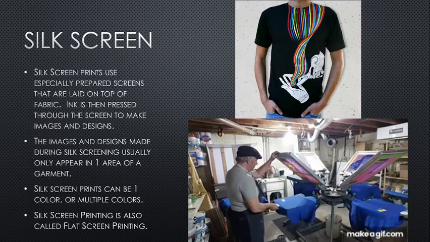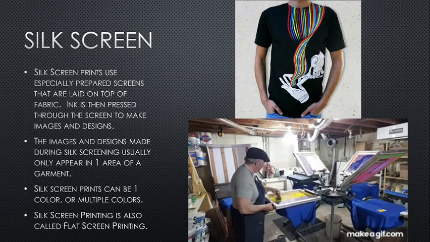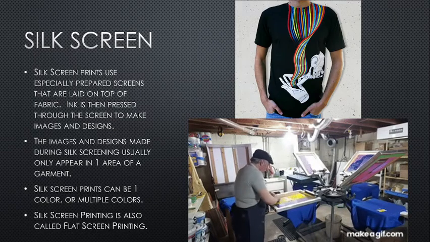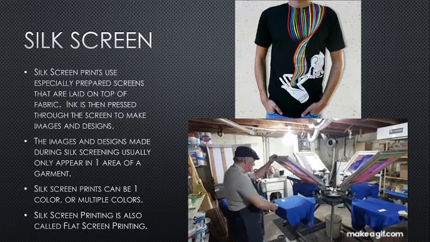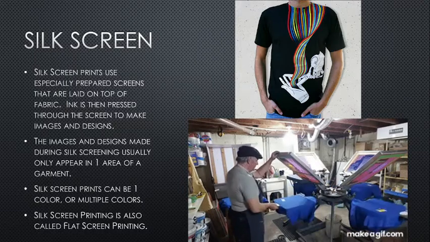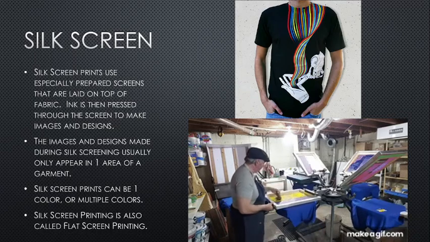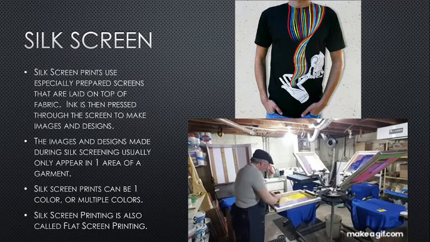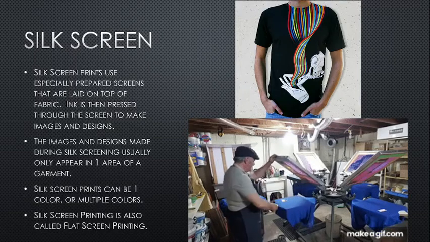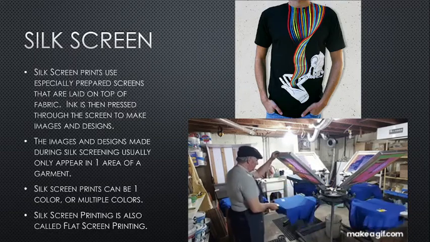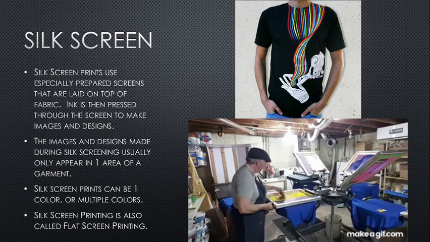The first is silk screening. Silkscreen prints use especially prepared screens that are laid on top of fabric. Ink is then pressed through the screen to make images and designs. The images and designs made during the silk screening process usually only appear in one area of a garment.